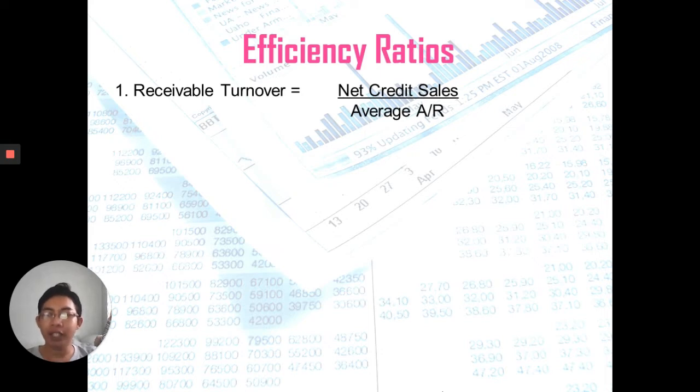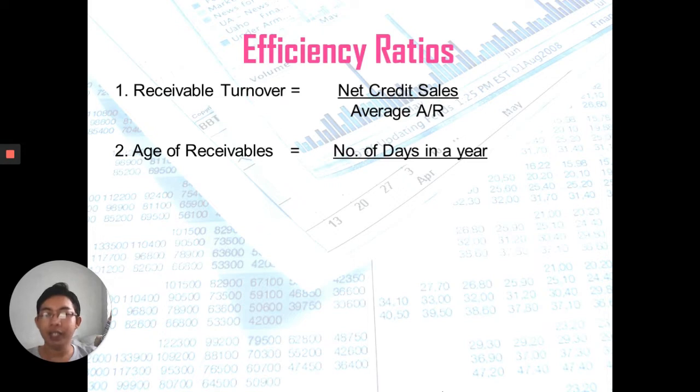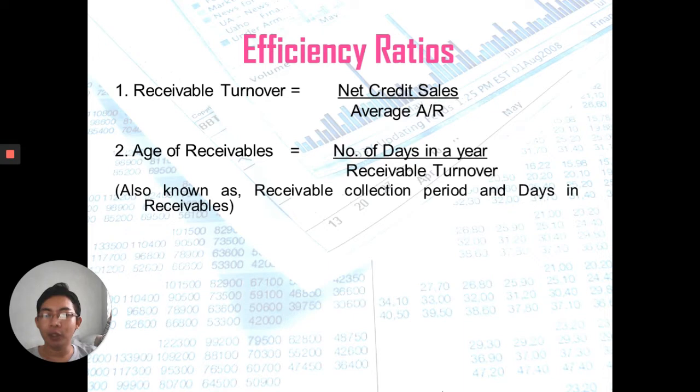Ang kapartner niya is yung age. So we have age of receivables. The formula is number of days in a year divided by receivable turnover. Age of receivables is also known as your receivable collection period and days in receivable. So, depende yan sa book na gamit mo, pero pare-pareho lang po yan.